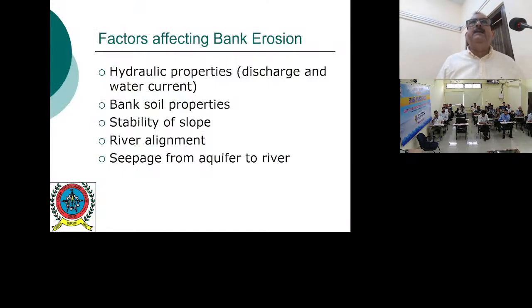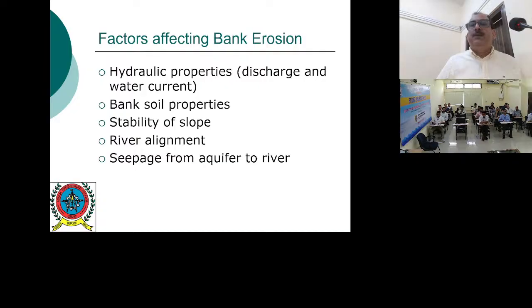Now let us come to the factors which actually affect bank erosion. Under this, I can say hydraulic properties is the main one. Under hydraulic properties we have discharge and water current. Then bank soil properties. In the upper reaches of the Brahmaputra, as I already told you, the soil is sand, very fine sand or silt, whereas in the lower reaches there is some cohesion, some clay material. So that also affects. In upper Assam the erosion is very high compared to lower Assam.